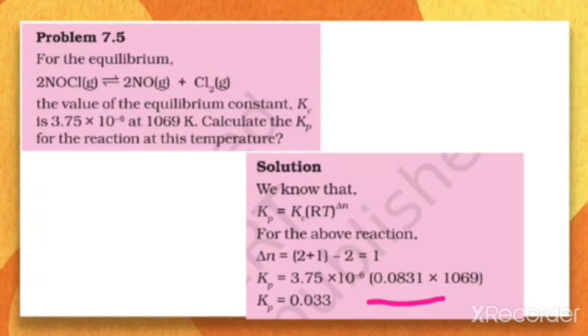So 0.0831 should be taken as the value of R. So this is the problem. Here we have done some problems related to Kp and Kc, and these are quite important types of questions for the exam.